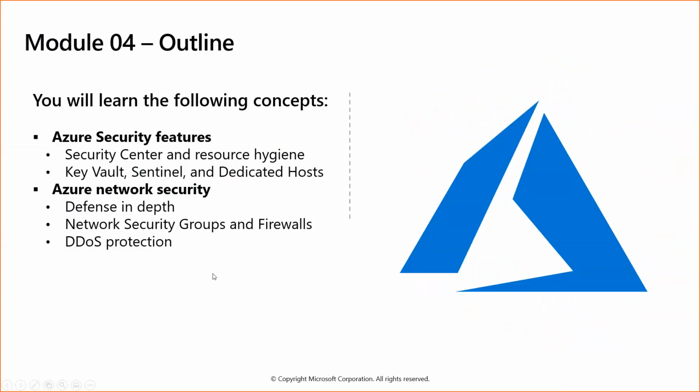So in this session, we are going to learn about Azure security features and Azure network security. So in security features, we have something called as Security Center and Resource Hygiene. So in security center, like we can see and we can perform all the activities related to security. And inside that, we have something called as Key Vault, Sentinel, and dedicated host. Coming to the Azure network security, we have something called as defense in depth, network security groups in firewalls, and DDoS protections.